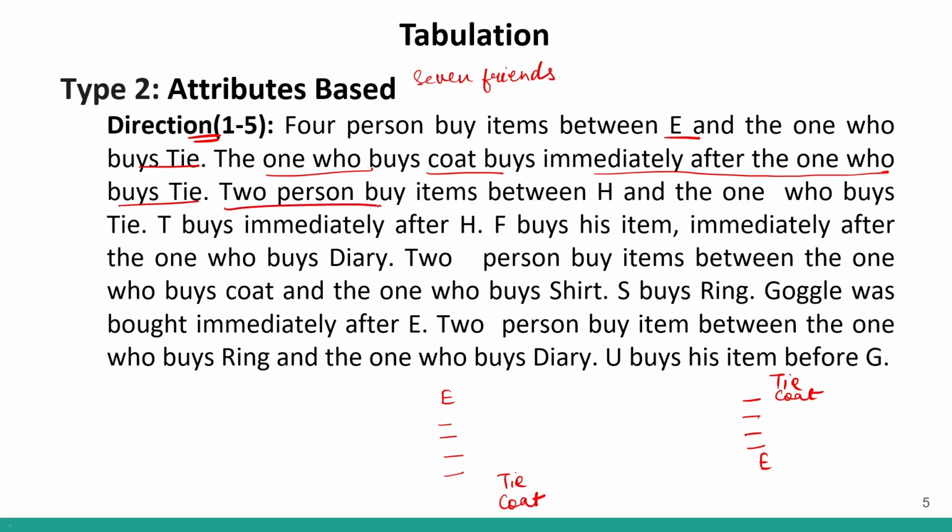2 persons buy items between H and the one who buys tie. So in the first possibility, I cannot place H below tie because then we will have more than 7 friends. That means H will come in this place, with 2 people between tie and H. Similarly, in the second possibility, I cannot place H above tie because then we will have more than 7 friends. So H will come in this position. T buys immediately after H, so T will come over here.